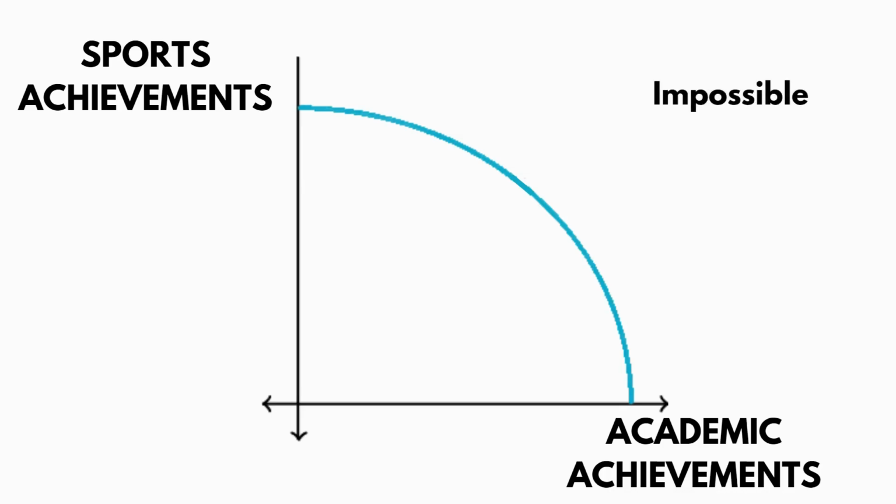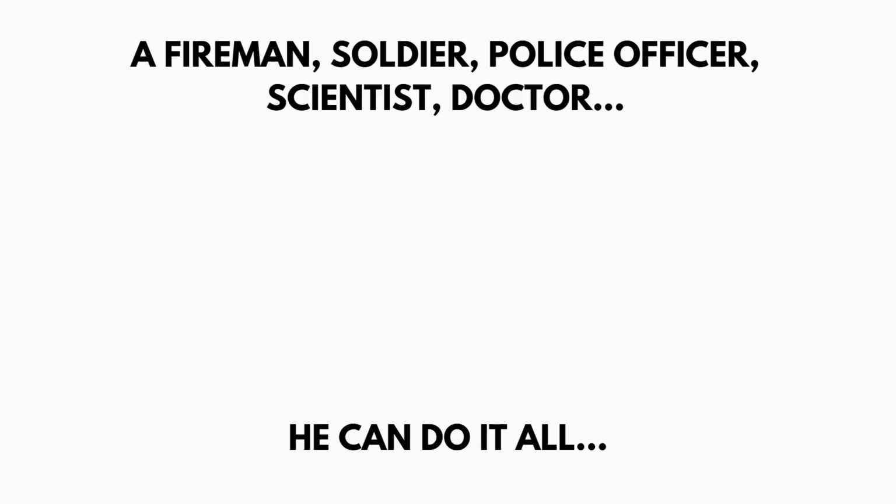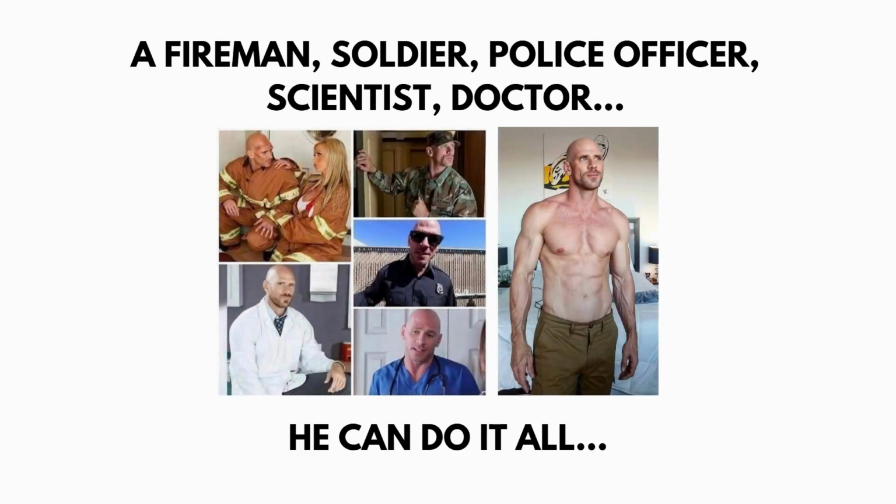Finally, we have the area outside the curve. Now, this represents the mythical ideal of both being a god at physical ability and academics. However, this is unobtainable, as there's only enough hours in a year to do so many things. Well, except for this guy, obviously.